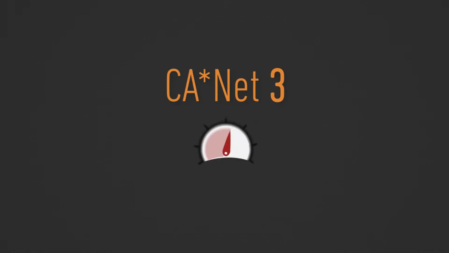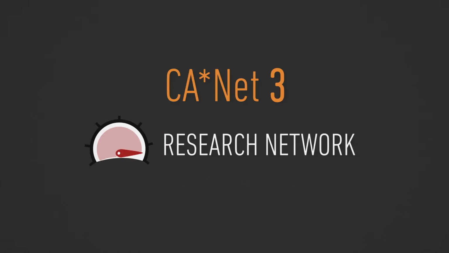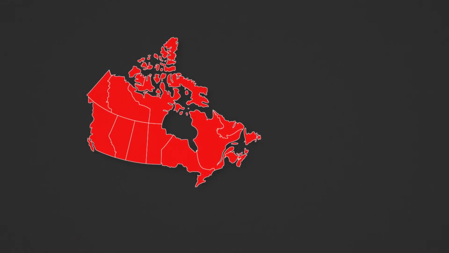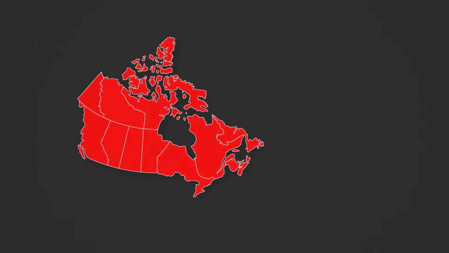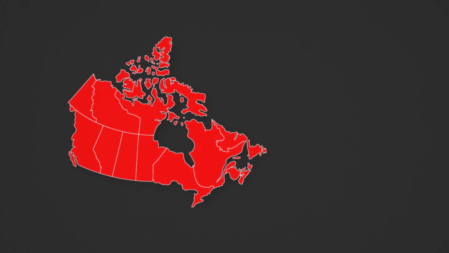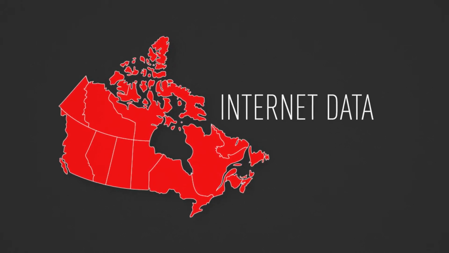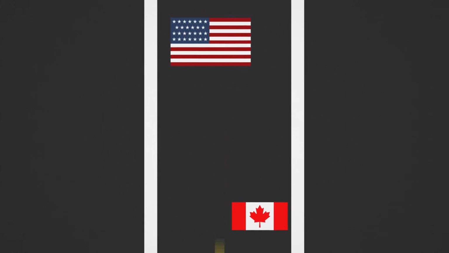Under CANARIE's guidance, CANET 3 was soon launched as the world's fastest research network and the first to deploy new optical technology for an all-broadband network. Unlike any other country in the world, Canada now had a network designed expressly to handle internet data. With CANARIE's leadership, we went from trailing the USA to showing them how it's done.